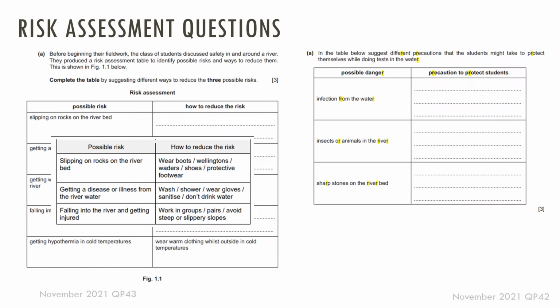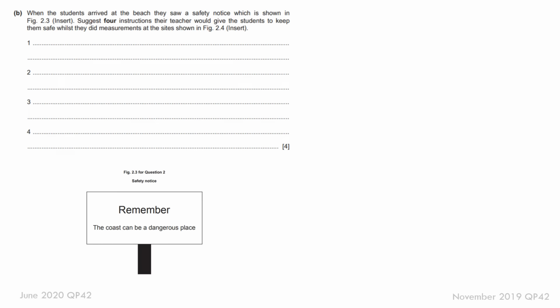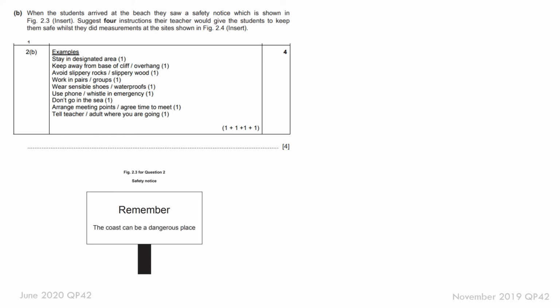Again, some more ways you can do it from a river. Again, here are the type of things to consider. So really think about it. This is a different one. A sign, I can never imagine a sign like this appearing. The coast can be a dangerous place. So what advice could a teacher give you, or instructions would a teacher give you? These are the type of things.